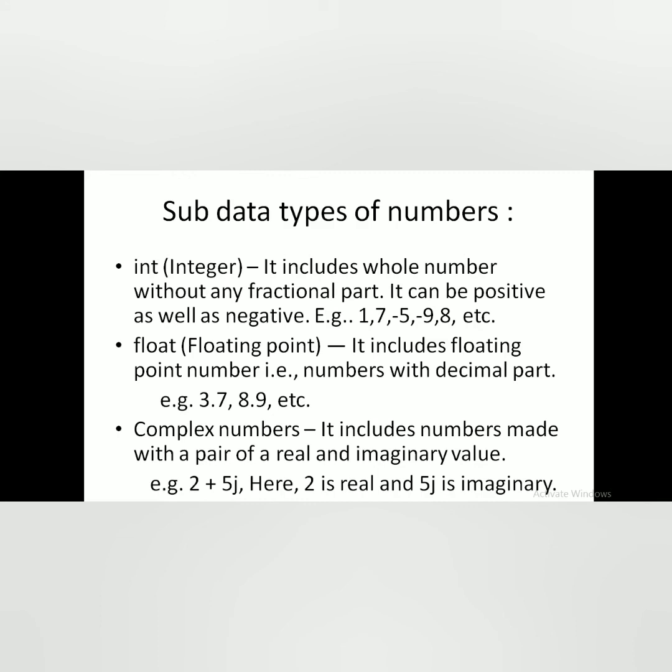The third one is complex numbers. The students with a science background who study mathematics, and commerce background also, we study mathematics, can digest this word. It includes numbers made with a pair of real and imaginary values. The imaginary value is so called since it is not real, it is only our imagination. For example, 2 plus 5j, where 2 is real and 5j is imaginary.